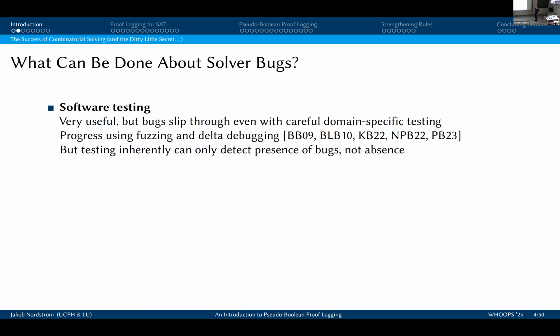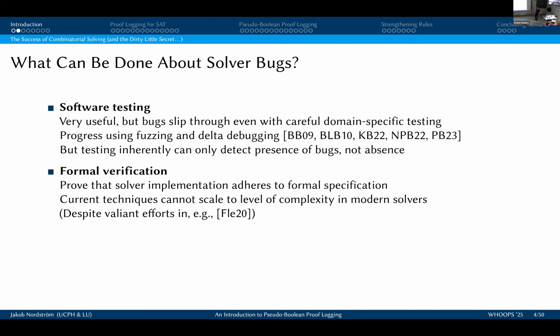So what do we do about this? Well, as computer scientists, we know how to deal with bugs. We do software testing. This is powerful, in particular modern techniques with fuzzing and delta debugging, but testing suffers from the problem, in theory and also in practice, that it can only detect that bugs are there. It cannot make sure that we have removed all bugs.